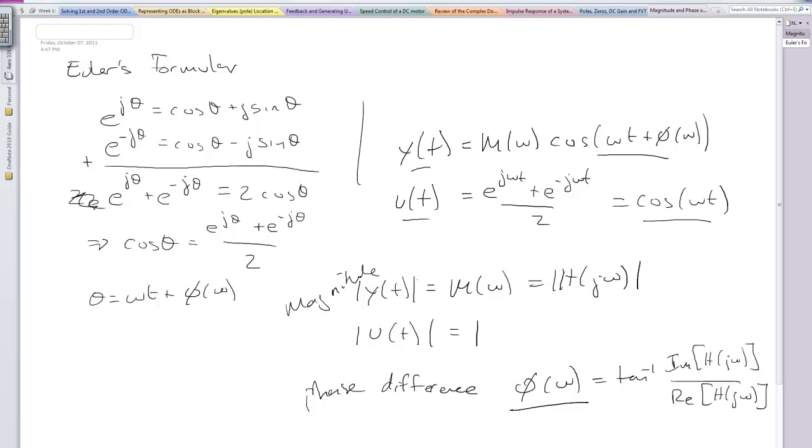So what's interesting about this is that I can tell you the magnitude of the output relative to the magnitude of the input, and the phase difference between the output and the input of this dynamic system, only by knowing what's going on with the transfer function, not necessarily the exact input, cosine omega t, and exactly what the solution of the output is. I can just look at the transfer function evaluated at j omega and take its magnitude, and the transfer function evaluated at j omega and look at its phase angle.